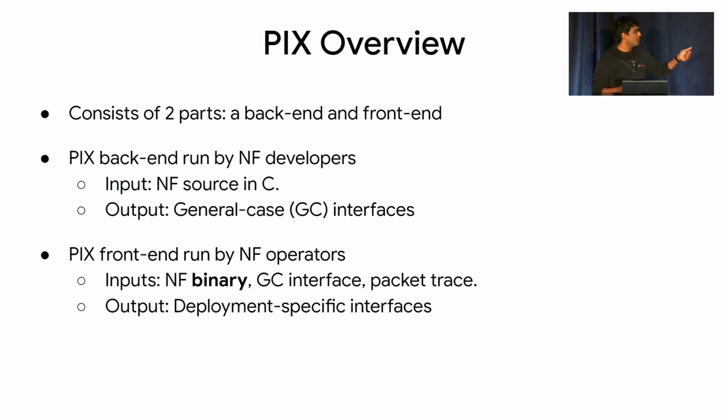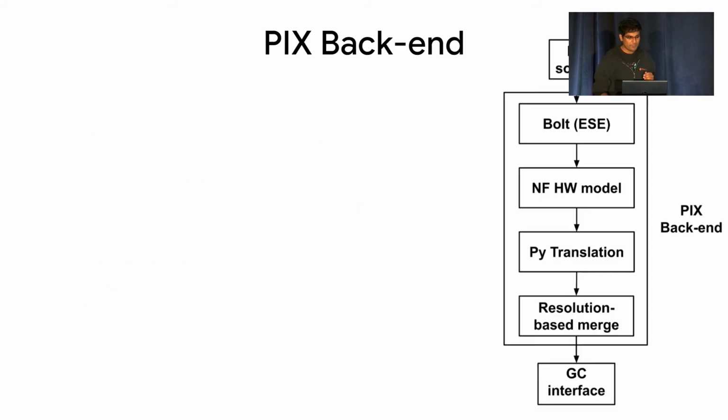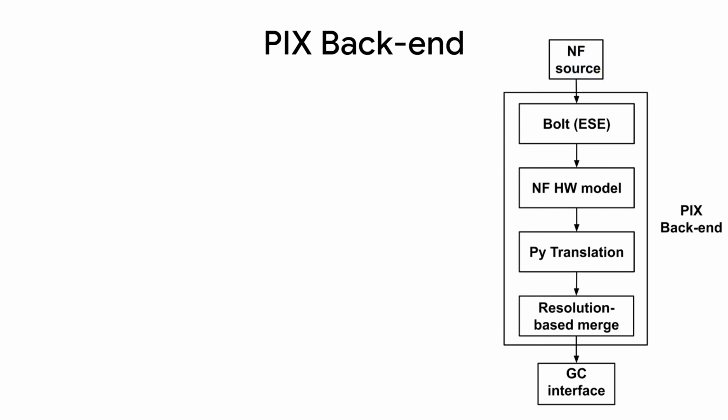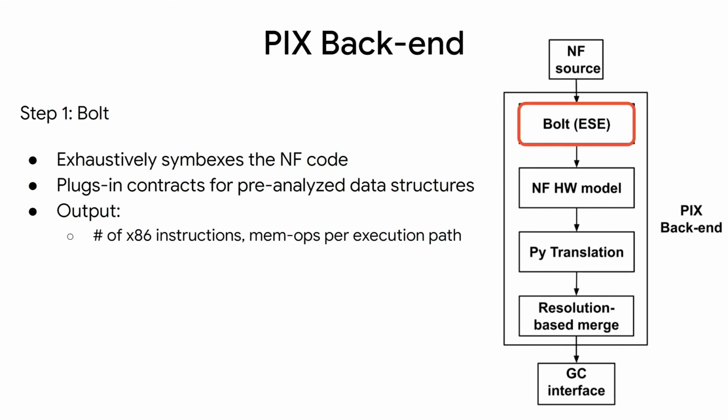One crucial aspect here is that the front end does not require the NF source anymore. It just requires the NF binary and the extracted general case interface. The front end is fairly simple because it only instantiates the general case interface with distributions. So I'm going to focus on the back end here. Here is an overview of the PIX backend. It contains 4 steps that I will now outline.